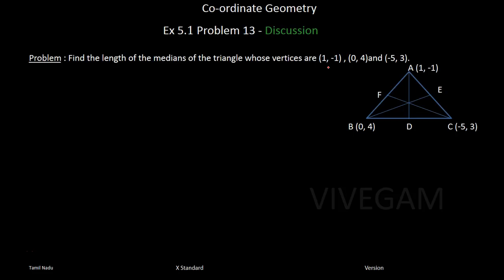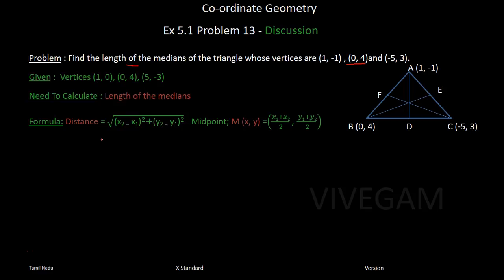Right, the three coordinates are given and we are asked to find the length of the medians. The vertices are given, we are asked to find the length of the medians. There will be two formulas. One is a section formula to calculate the coordinates of D, E, F, and then the distance formula to calculate the length of the medians. Okay, right, the distance formula and the midpoint formula.